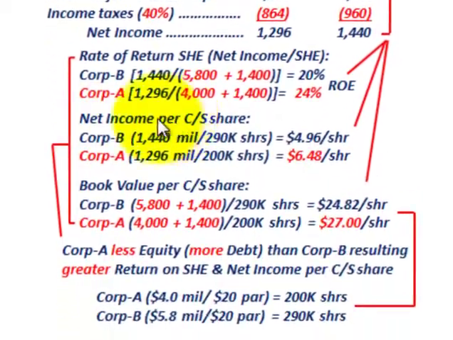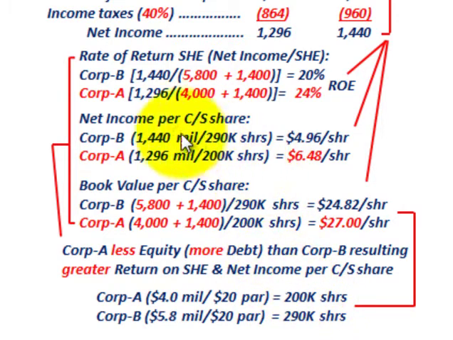Now let's look at our net income per common stock share. Again, Corp B has net income of $1,440,000, and they're going to have 290,000 shares outstanding. So let's go down and first look at how we got those numbers of shares. For Corp A, we had 4 million in common stock divided by a $20 par amount per share. We're going to come up with 200,000 shares. And Corp B, well, we had 5,800,000 divided by a $20 par value stock, so we're going to come up with 290,000 shares.